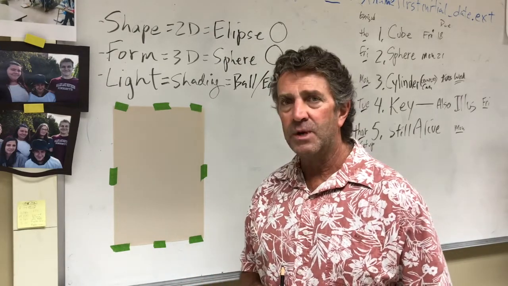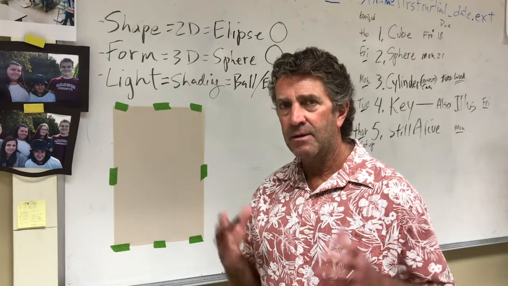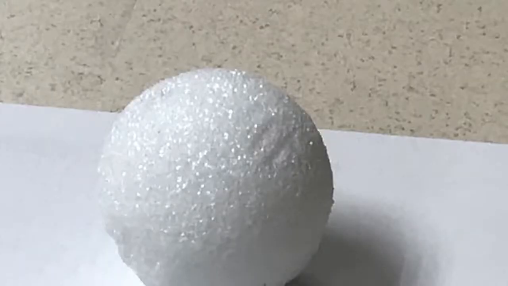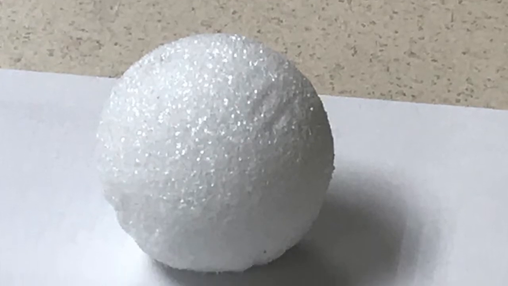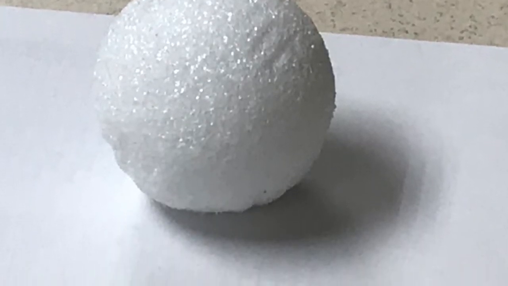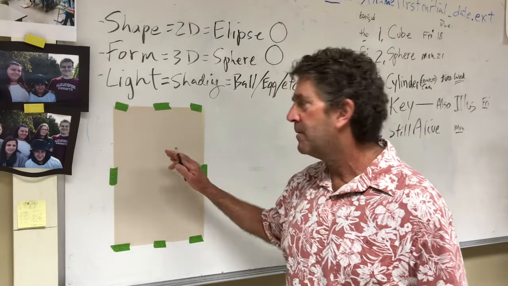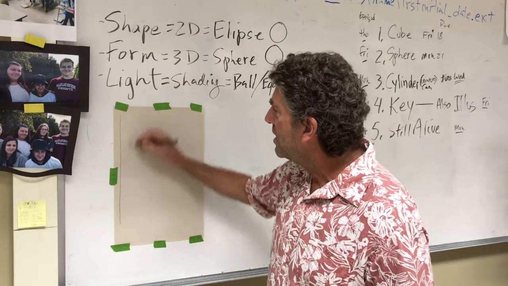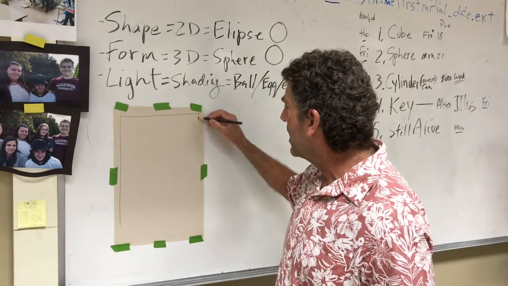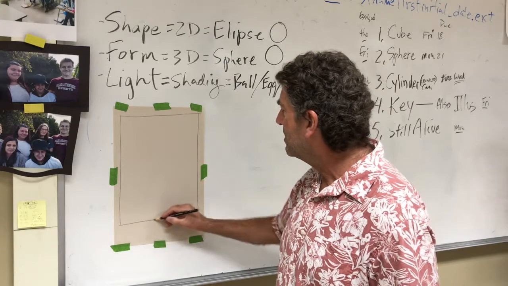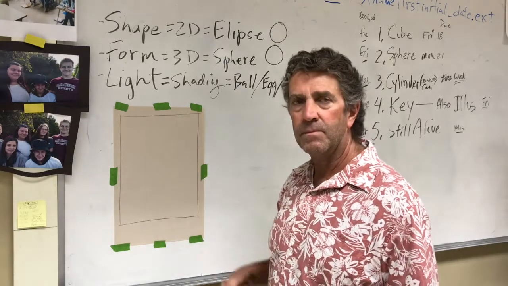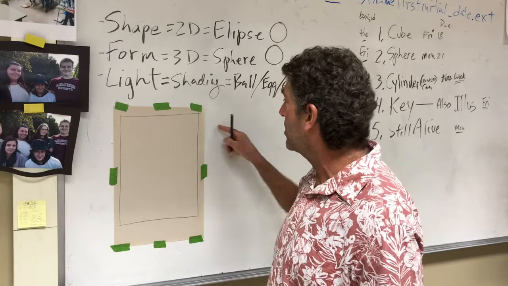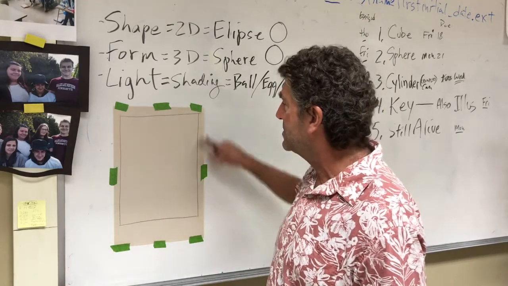So here's a picture of my sphere that I'm drawing. It's actually a foam ball. Okay, so you see it there. And you can see that there are highlights, midtones, shadows, cast shadows, and reflected light. All right, so let's take a look at my paper here. The first thing that I'd like you to do is draw a border around your paper. This makes it easier to create a good composition because instead of going off the page, now you have this little buffer zone around here.